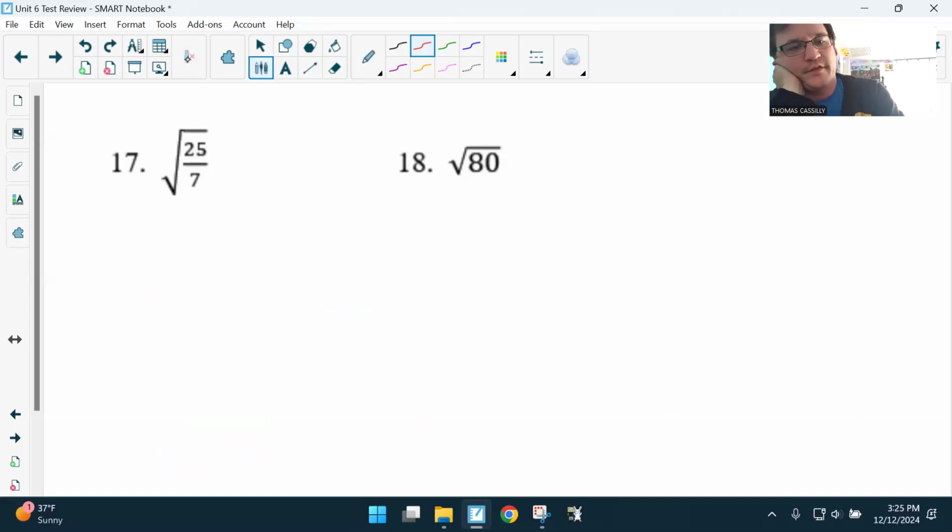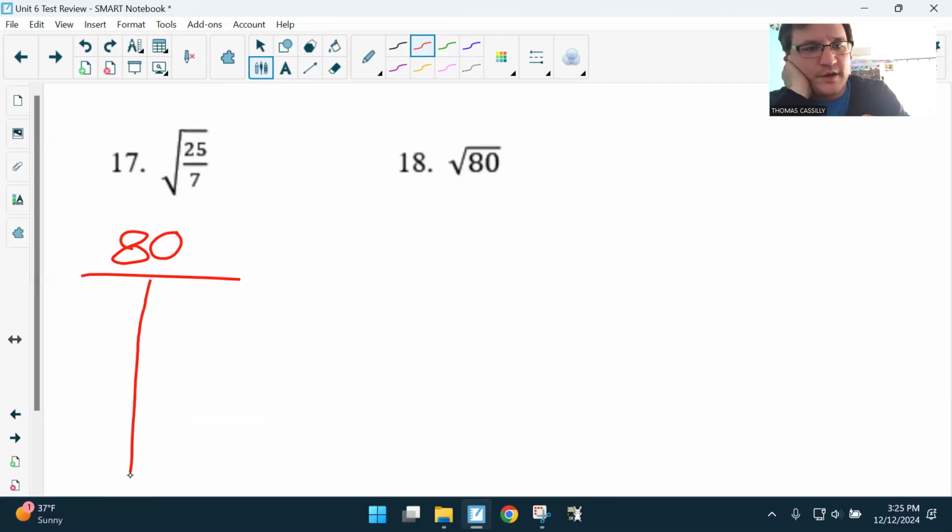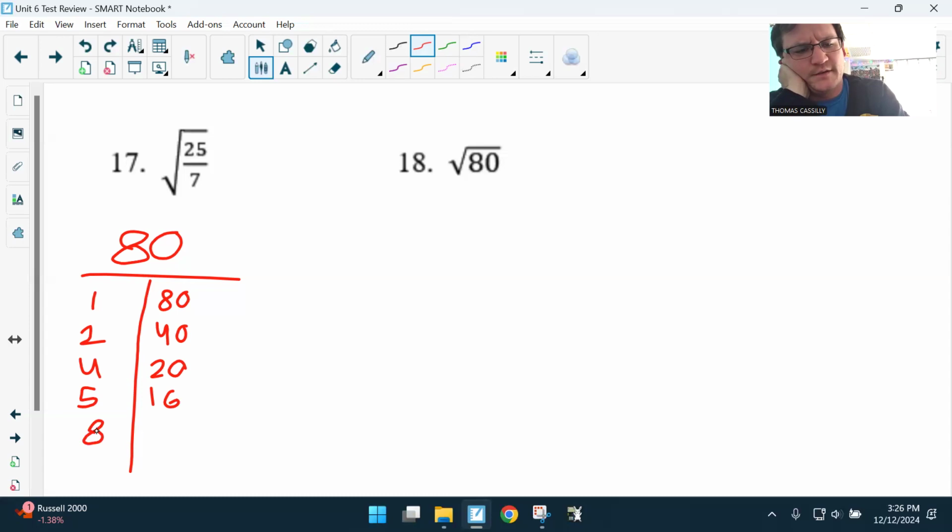Now, with the square root of 80, I'm going to take 80. I'm just going to find all the factors. All right, so I got a 1 and an 80. I got a 2 and a 40. I have 4 times 20. What else do I have? I have a 5, I think, and a 16. And then 8 and a 10. All right, so those are all my factors of 80.